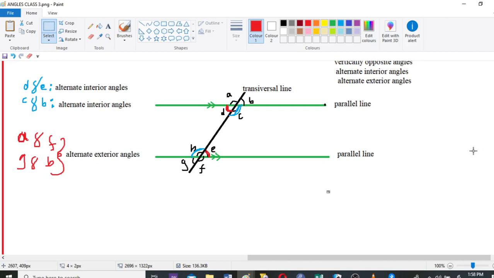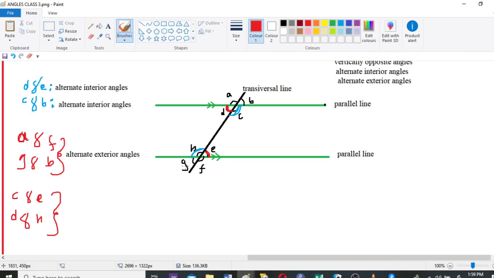Now we have these two angles which are inside, between the two parallel lines, and they are on the same side of a transversal line. Can you identify them? For example, angle C and E, and angle D and H. These angles are found on the same side of a transversal line.